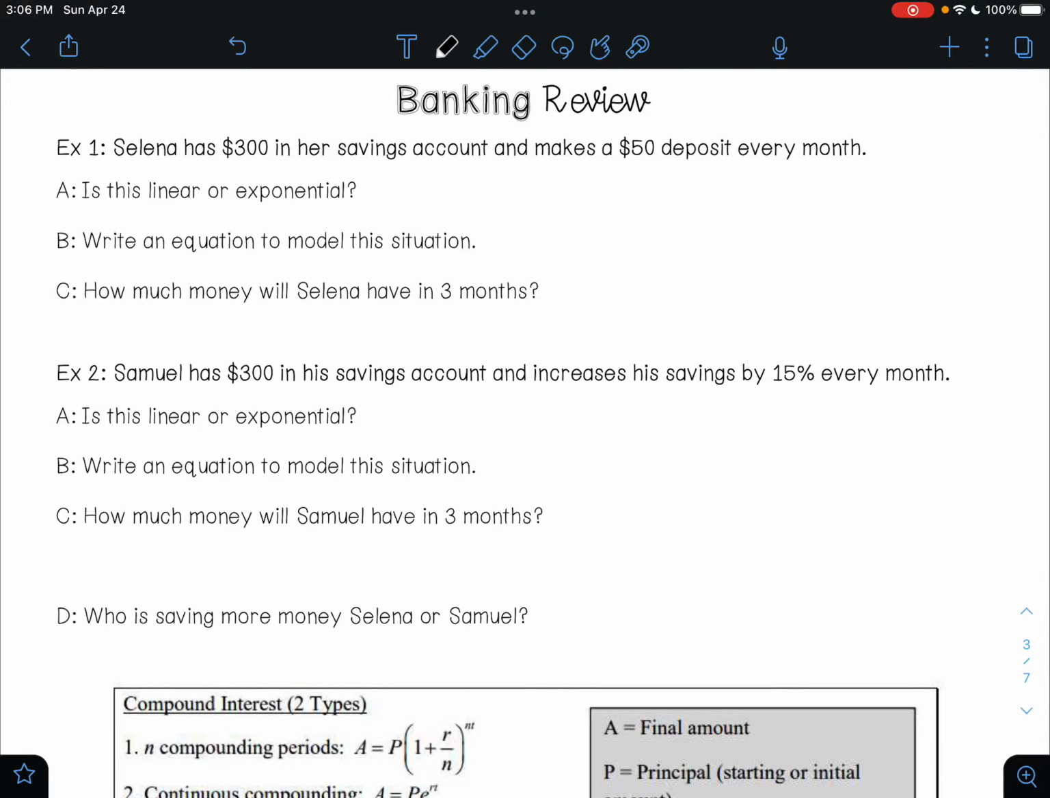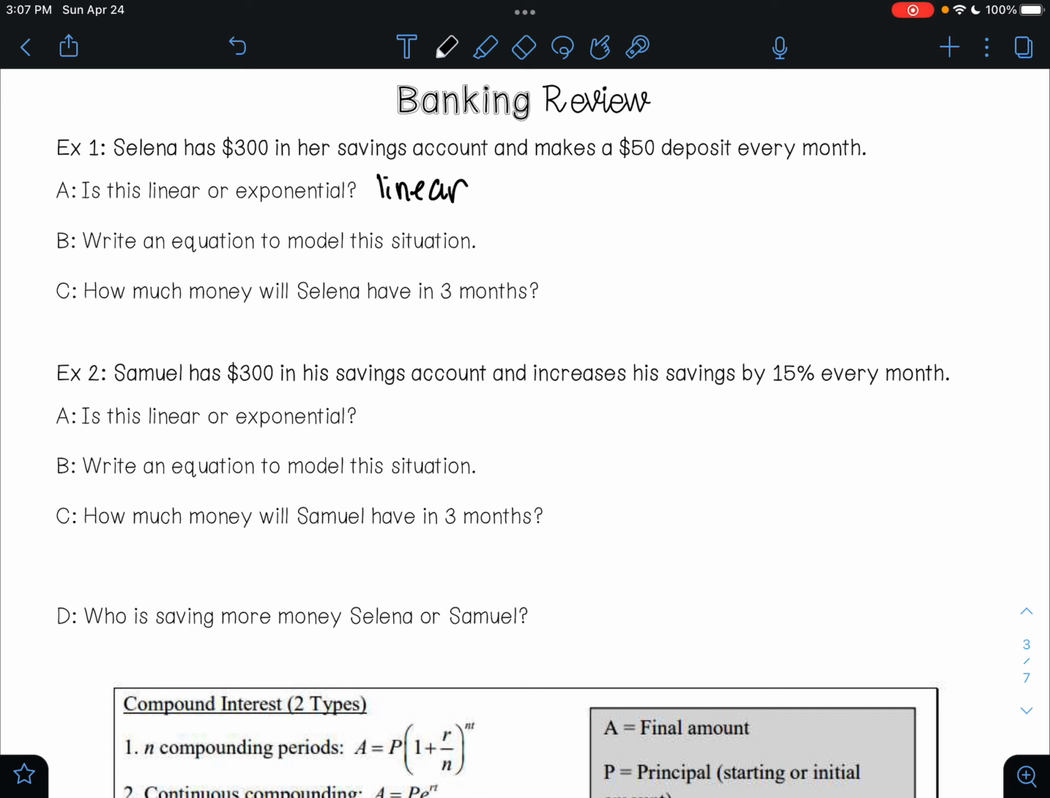In this video, we are going to review different types of banking that you've learned about so far in your math career. So example 1 says Selena has $300 in her savings account and makes a $50 deposit every month. So is this situation linear or exponential? You're adding $50 every month, and that is a linear pattern. So this is linear. So this example would create a line if we were to graph it.